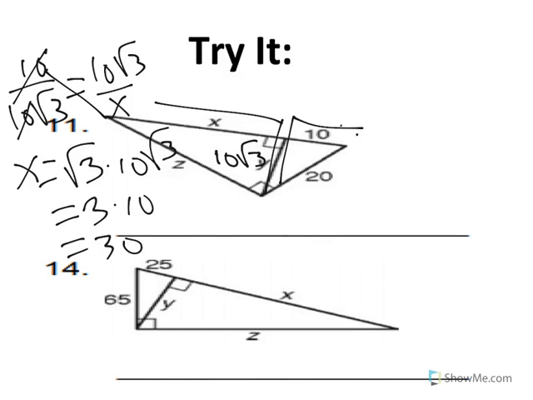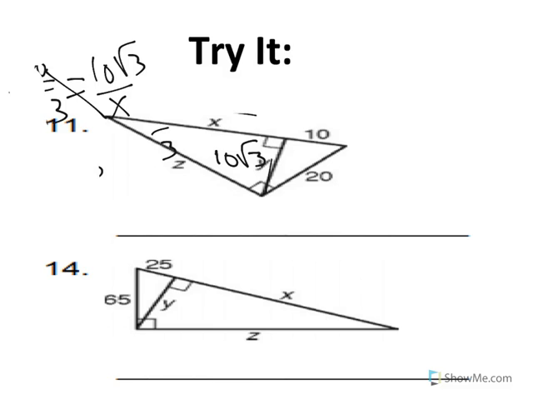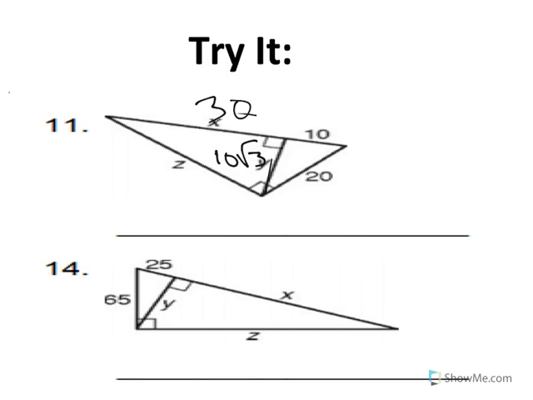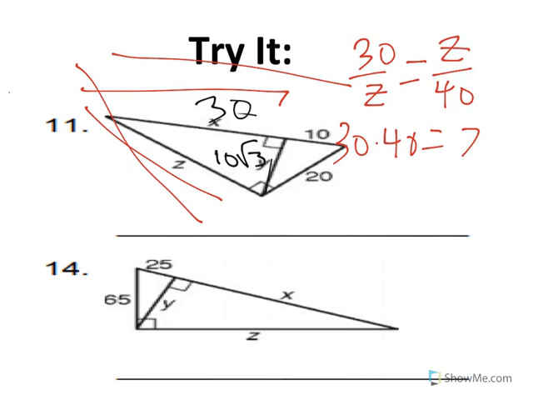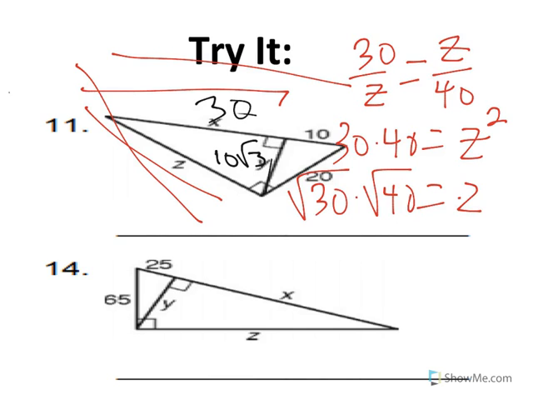Okay, so let me erase these out. So we know that x is 30, so then from there we can use it to solve for z. So we said 30 over z equal to z over 40. So then 30 times 40 equal to z squared. Take the square root: square root of 30 times square root of 40 equal to z.